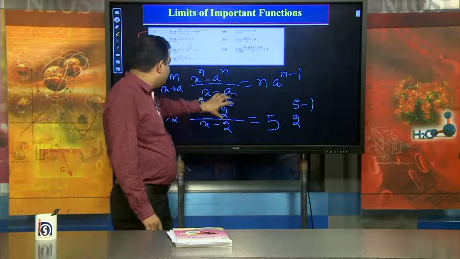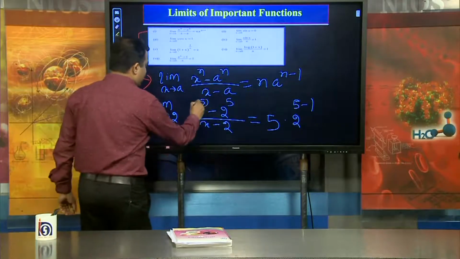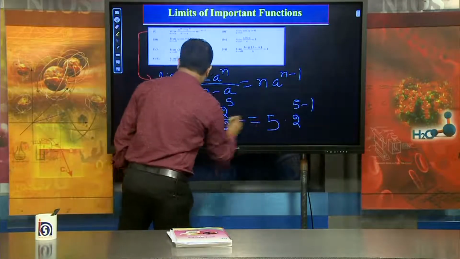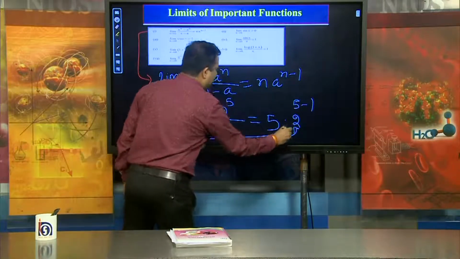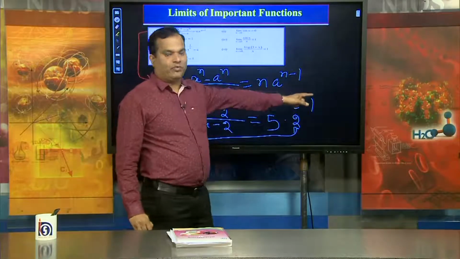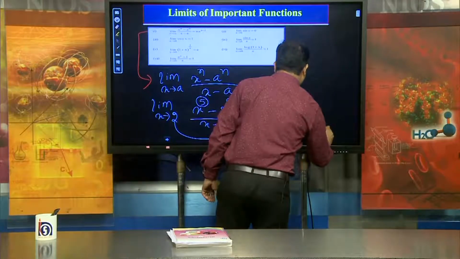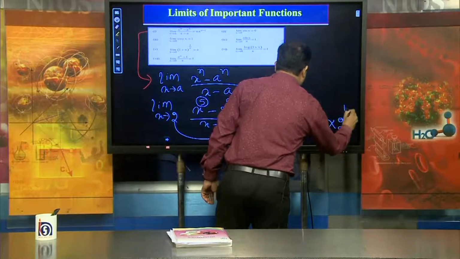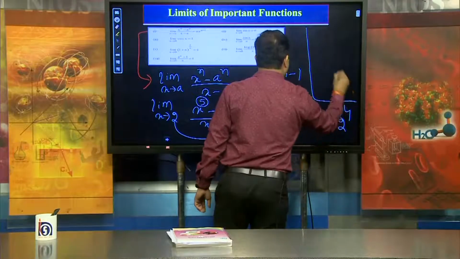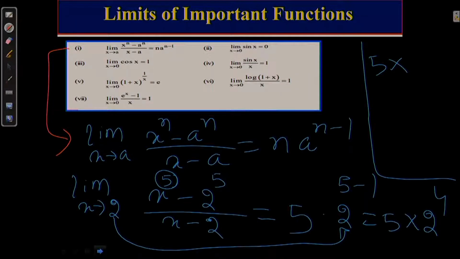So 5 into, as x tends to 2, that means 5 into 2 raised to the power 5 minus 1. So I can write 5 into 2 raised to the power 4. 2 into 2 is 4, 4 into 2 is 8, 8 into 2 is 16, 16 into 5 is 80. That value equals 80. How do we find it? Easily, by using that formula.